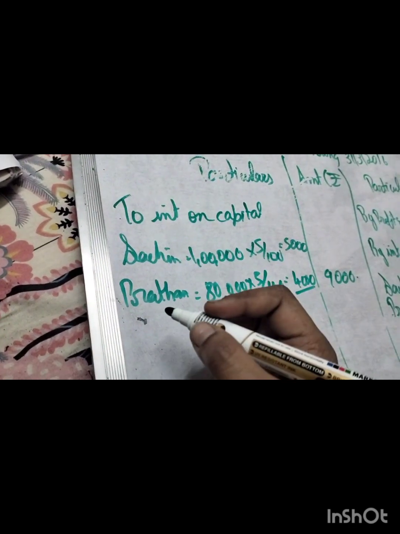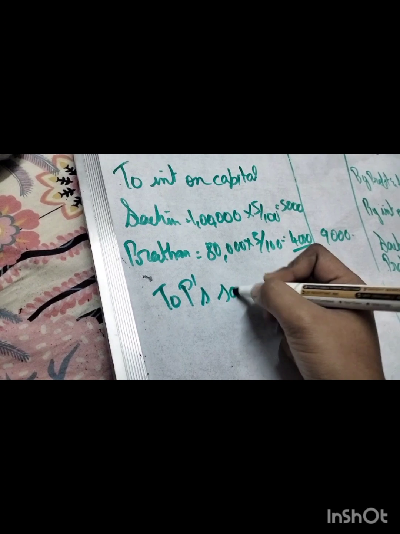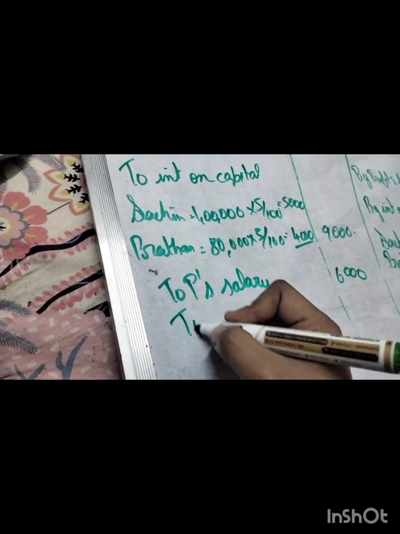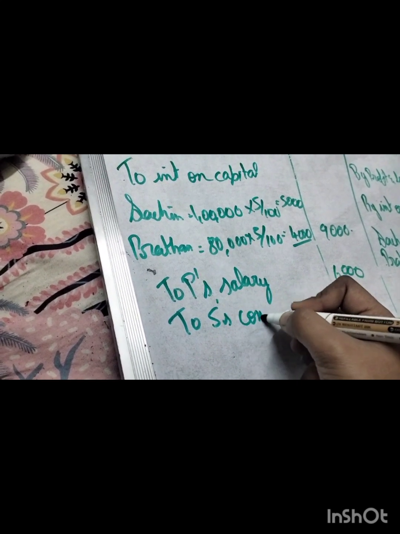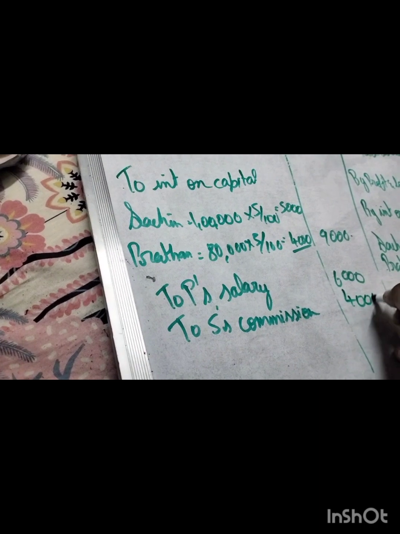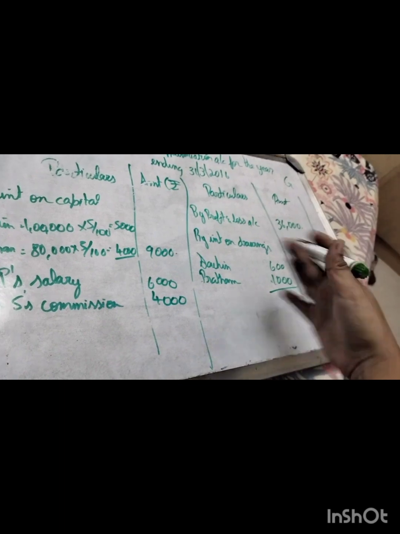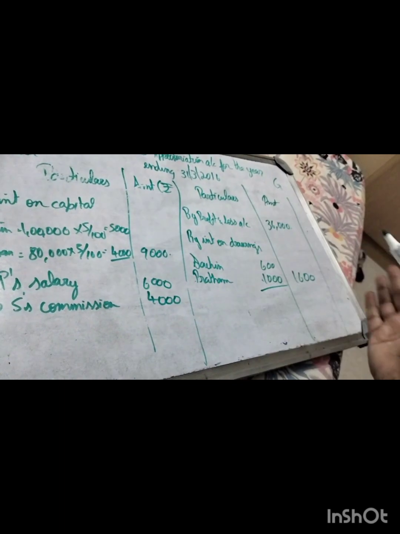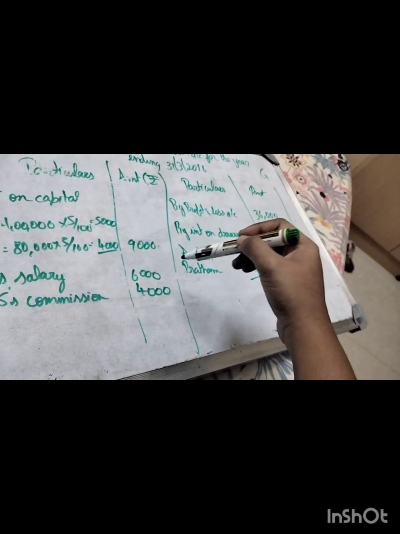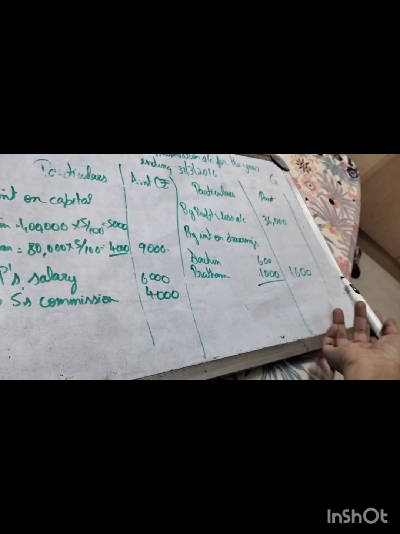Okay. Next, you need to take down the salaries and the commission. I'm just going to write to P's salary. That's 6,000, which is given in the question. And to S commission, it's already given in the question. That's 4,000. Okay, so we're done recording all the transactions. Now you see which side is more. It's either your debit or your credit. So on your credit you have 36,000 and 1,600, and on your debit you have 9k, 6 and 4k. So you automatically understand that your credit side is more.